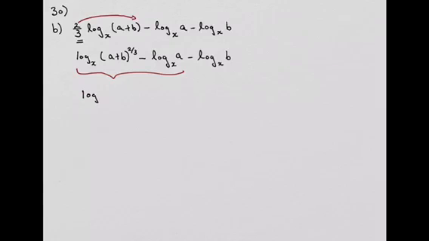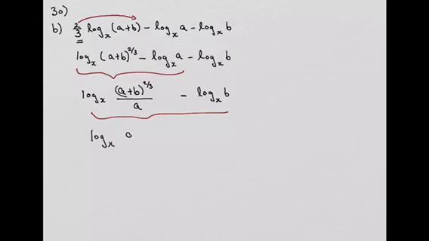So here we have log base x of a plus b to the 2/3 power, all of that divided by a, and I'll rewrite my minus log base x of b. And then once again I have subtraction, so that becomes log base x of a plus b to the 2/3, everything over a, all of that divided by b. And this here can be simplified.